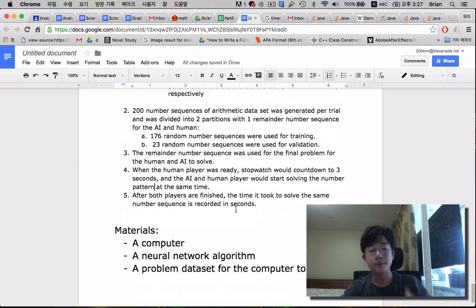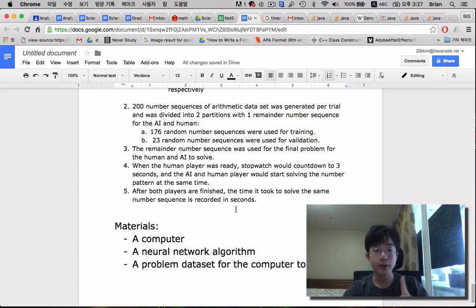And this is number 4. When the human player is ready, the stopwatch would count down 3 seconds, and the AI and human player would start solving the number pattern at the same time. So after 3 seconds, the human is going to run the AI, and then the human and AI will solve the number pattern immediately at that same time.